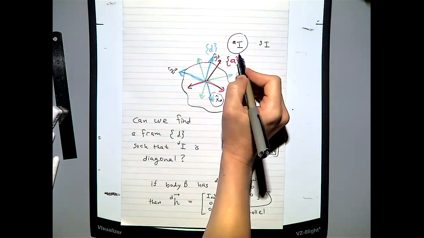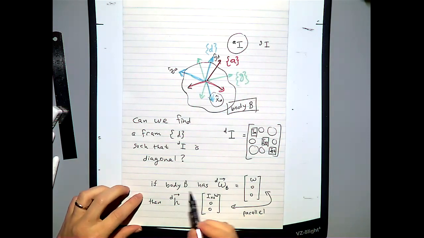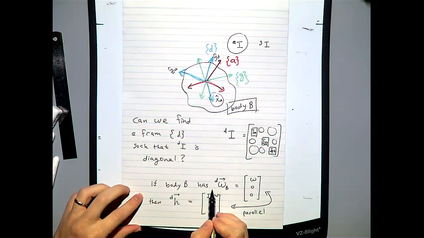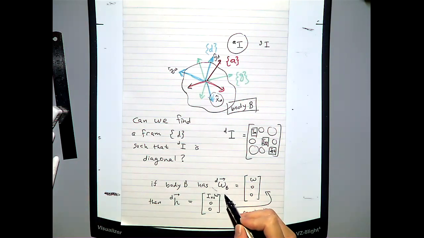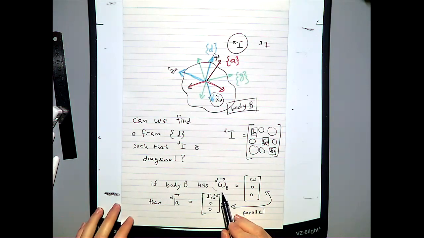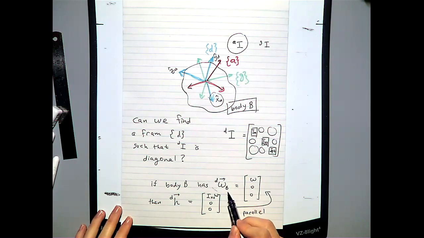Now this one, I remind you, is not necessarily diagonal, all right? But if the body has, hypothetically, absolute angular velocity directed in one of the axes of frame D, I can also express this vector in frame A as well.